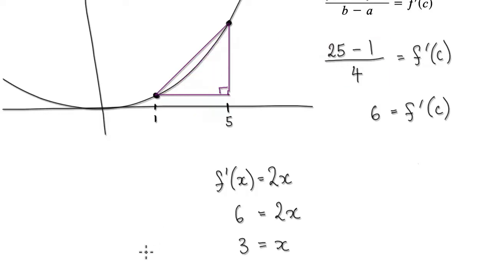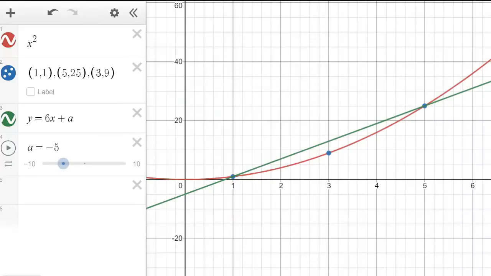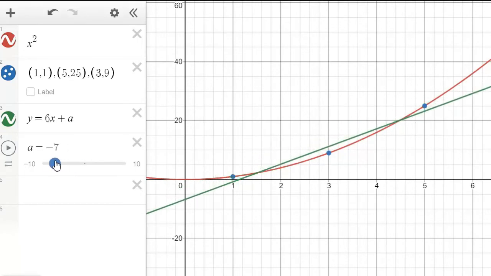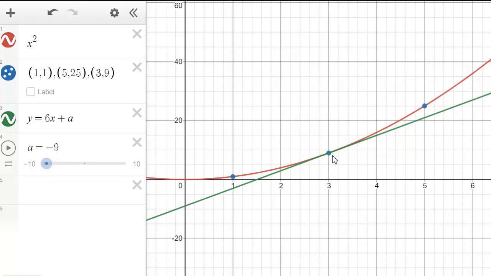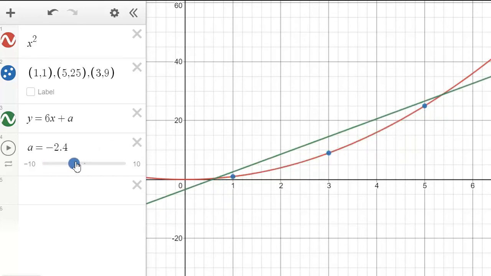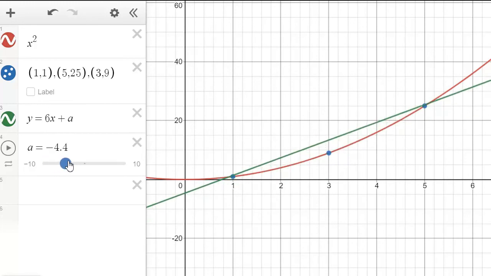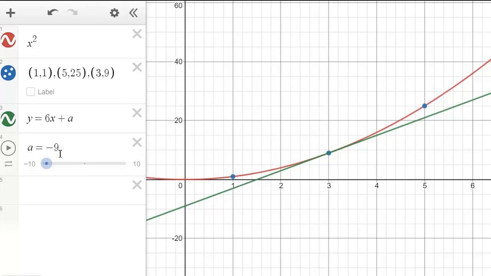So let me illustrate it in Desmos. This is our point here: at 5, it would be 25, and at 1, it would be 1. So our gradient for the green line, for our diagonal line, is 6. You see, when I move it down here, right at x equals 3, that's our c there. The gradient at x equals 3 will also be 6. So the theorem is saying that there exists a c somewhere between 1 and 5 where the gradient will be the same as the average gradient, and it happens to be 3. Okay.